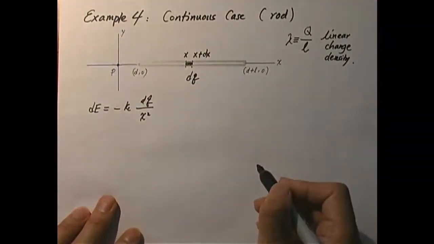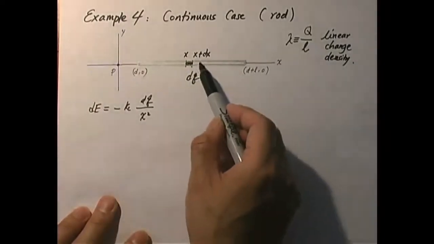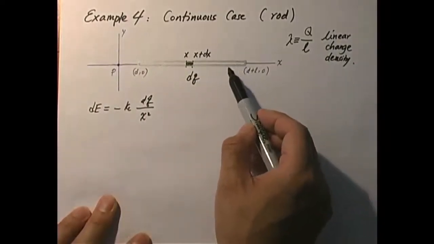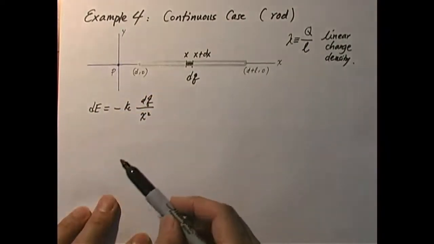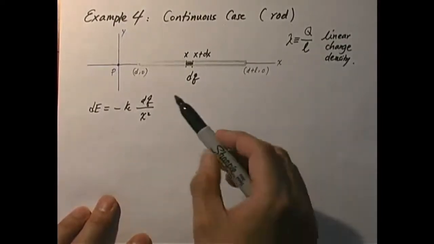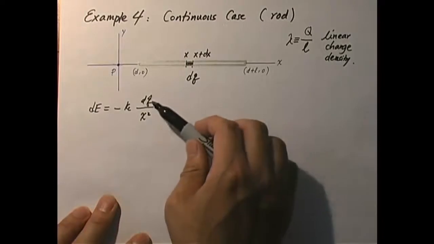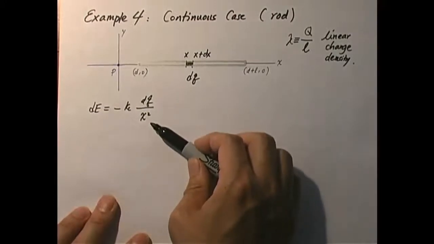Now, next, I wish to integrate over dE. The nice thing about this integration is that every little piece dq produces the electric field in the same direction, which is along the negative x-axis. So I do not have to use vector summation. This is just a scalar summation. But before I can integrate, I must make sure that I get rid of one variable. There is a dq, but there's also an x. I don't want that. I want to express dq in terms of dx.